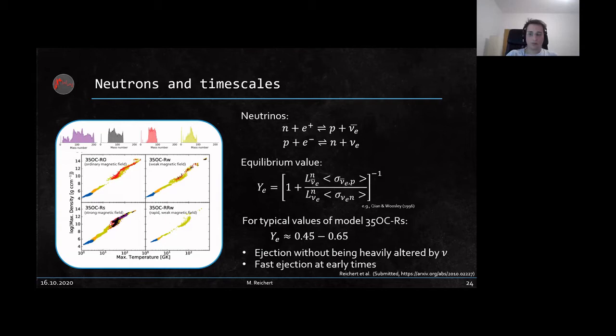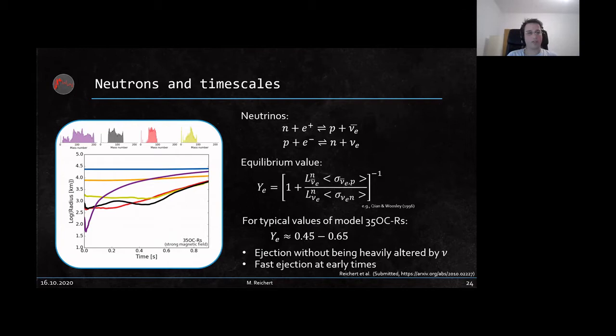So the solution to this is that basically we need fluid elements that get ejected very, very fast. So here's now the average radius versus the time. And you can see that for the fluid elements that synthesize elements up to the third r-process peak, they go very deep and then get ejected very, very fast. So in other words, they escape the neutrinos very fast. And therefore, it's possible to maintain the neutron richness to synthesize these elements.